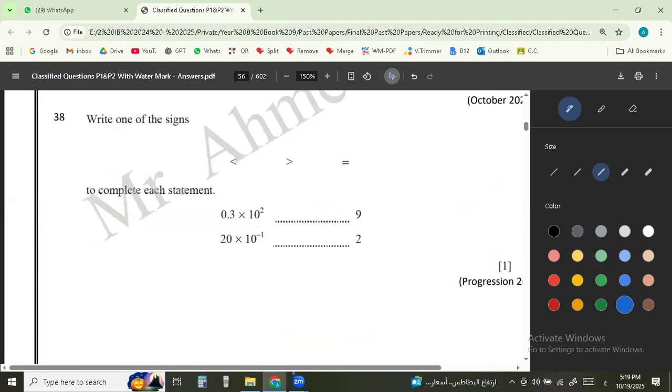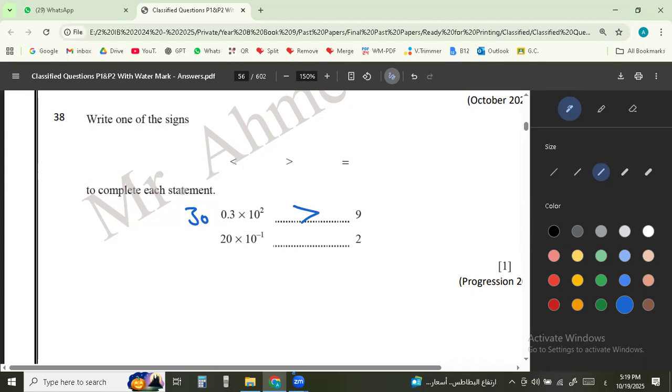Let's continue. Write one of the signs to complete each statement. Here, 0.3 multiplied by 10 to the power of 2. What is it going to be? Multiplying by 10 to the power of 2 means multiplying by 100, which is 30. Is it less than, greater than, or equal to 9? Definitely, Mister, greater than.